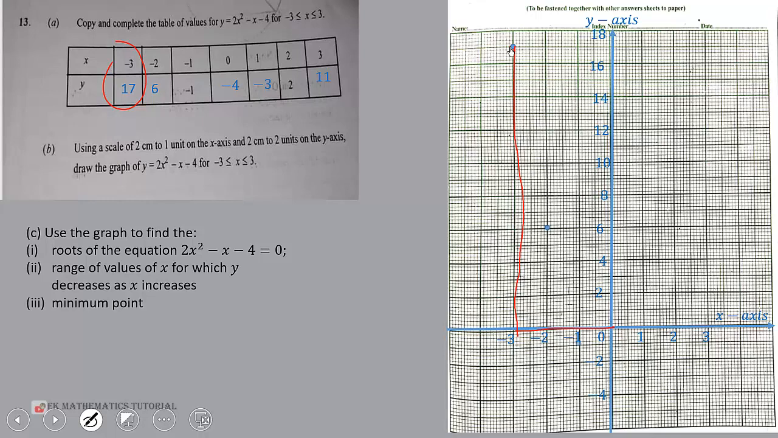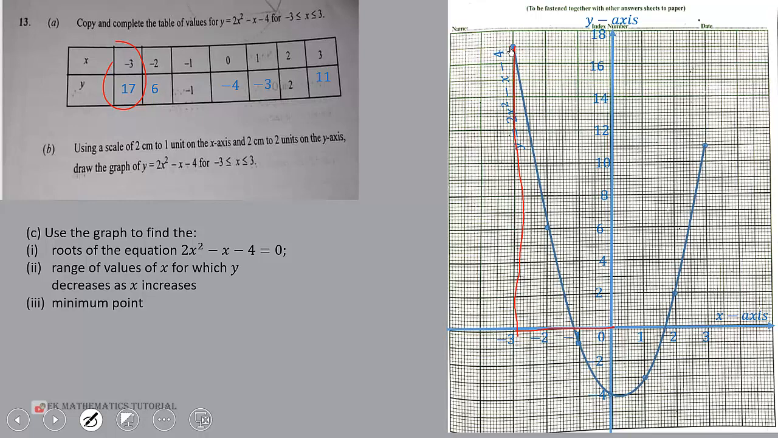(-2, 6), (-1, -1), (0, -4), (1, -3), (2, 2), and then finally (3, 11). Then you draw a smooth curve through it.